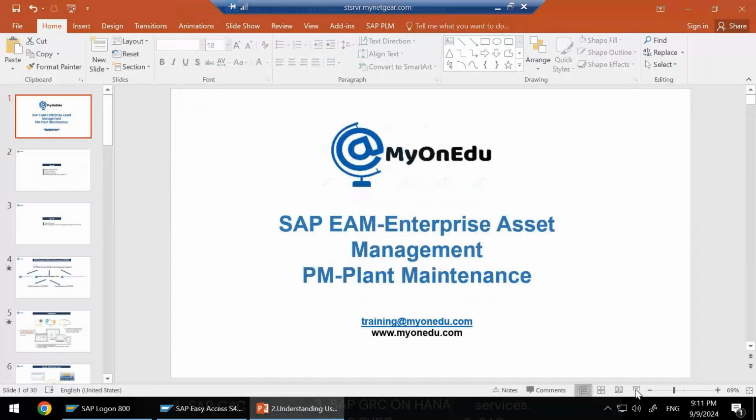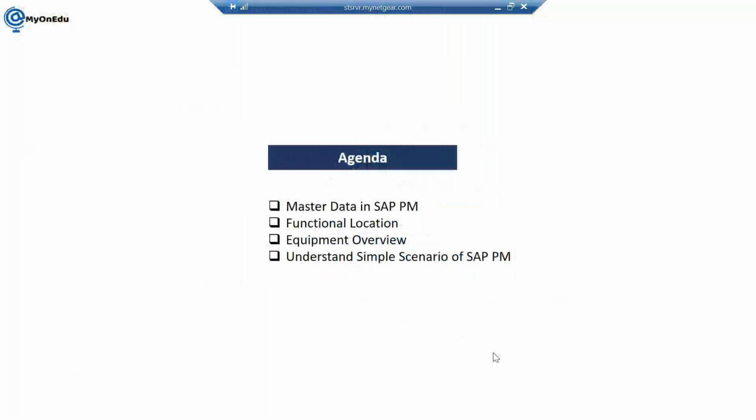So let me just show this again. Here the agenda is to understand the master data in SAP plant maintenance. We are having different master data. We are having functional location, we are having equipment, we are having work center, and other master data like task list, MICs. First we'll understand the basic master data to understand further the notification and maintenance order.